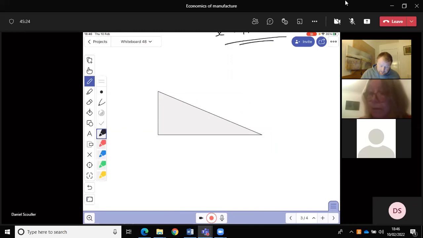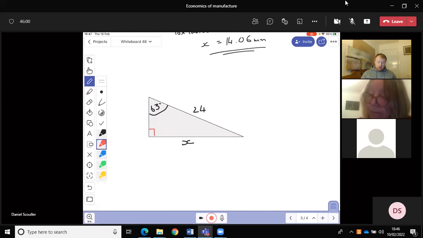Go, 63 degrees for that angle. Okay. We will have 24 on the hypotenuse, and we want to know what that is there. Okay, so that's your right angle.